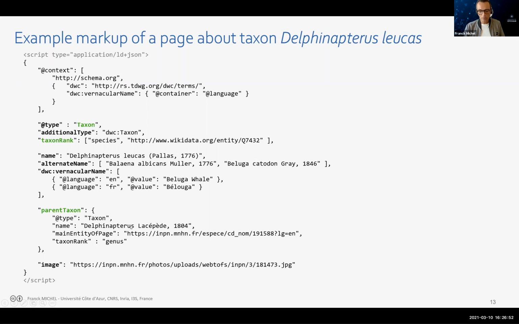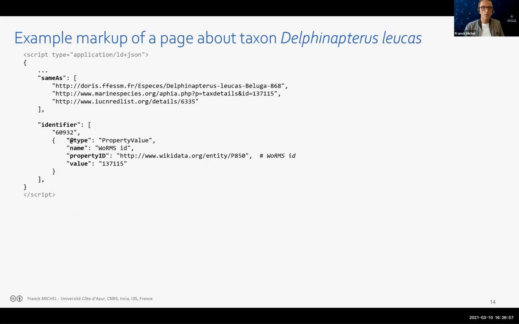Okay, now what about links to other databases, other portals? You have different ways of doing that. So the first one is to use the sameAs term, which is standard in schema.org. It links to web pages talking about the same thing. So here I just give the links to the web pages of Doris, WoRMS, and IUCN. I could be a bit more specific and give identifiers from remote databases. So in this case, I give an identifier here, which will be presumably my own internal identifier, but I can also give the equivalent ID in WoRMS.